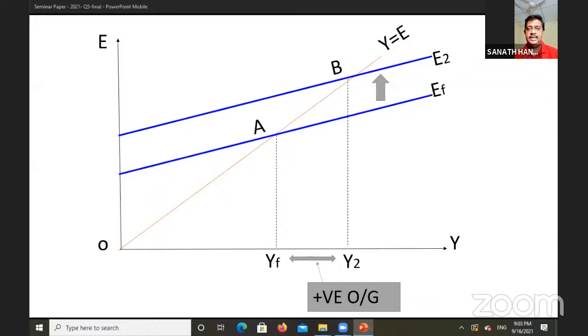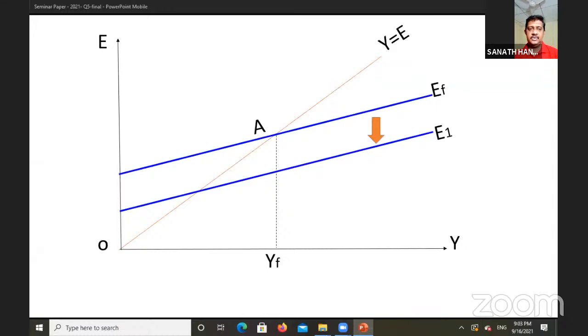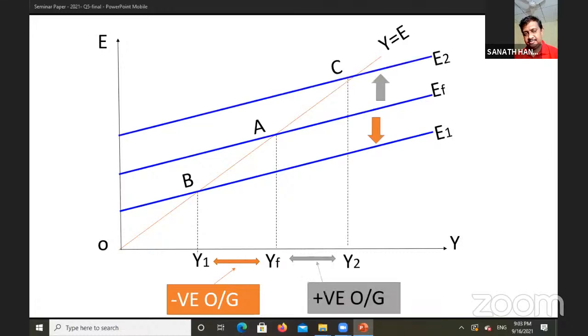Assume the aggregate demand of this economy comes down due to some reason up to E1. Now actual output is Y1 at point B. Actual output is less than potential output. This is called a negative output gap. This is how we can present all 3 output gaps. At point A, the output gap is 0. At point C, the output gap is positive. At point B, the output gap is negative.